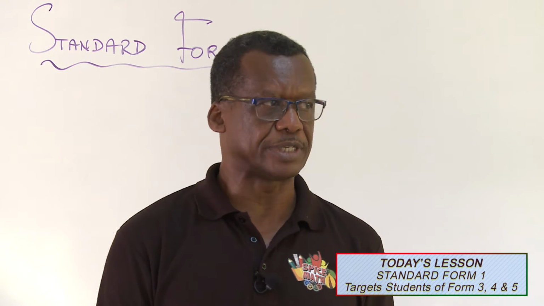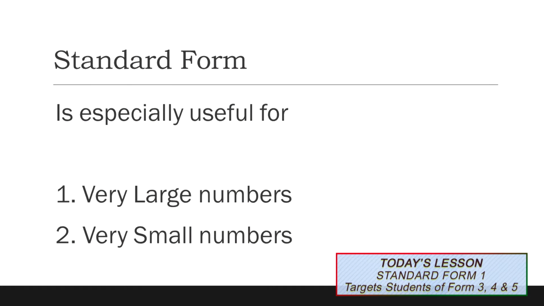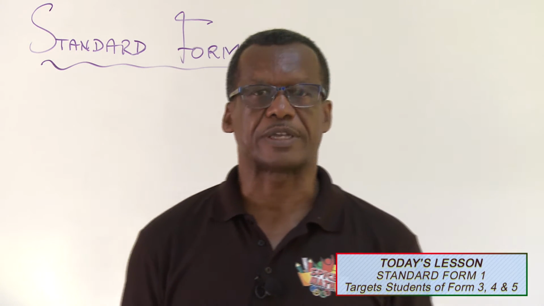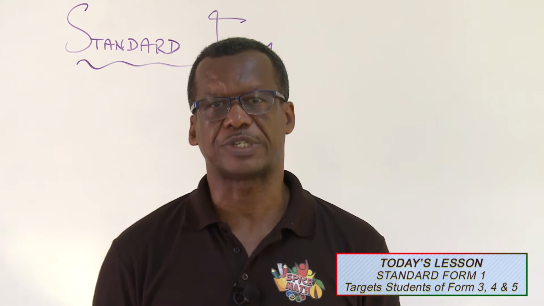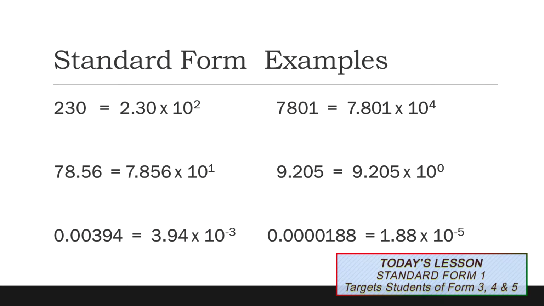We're going to look at some examples because standard form can be used especially when you have to express or write down very large numbers or very small numbers. We're going to look at some examples now and see if we could express them and find out what is the pattern that we see emerging from some of those. Example number 1. 230 is equal to 2.30 multiplied by 10 to the power of 2.